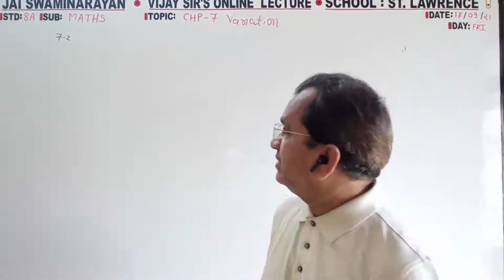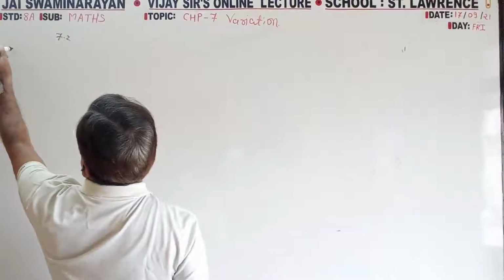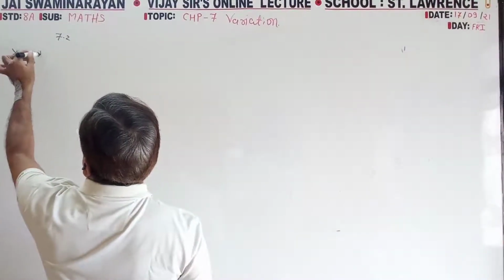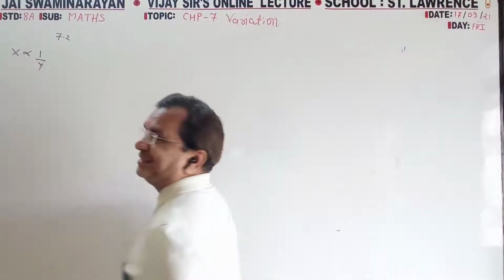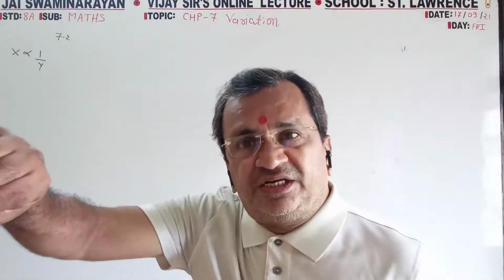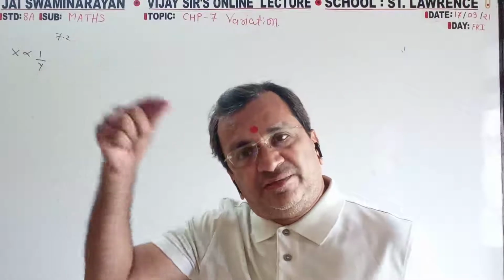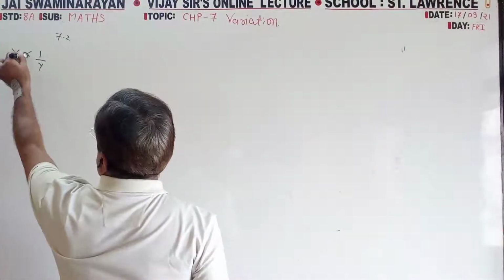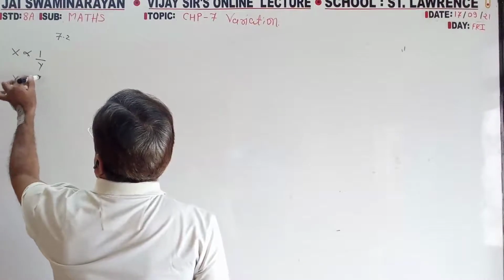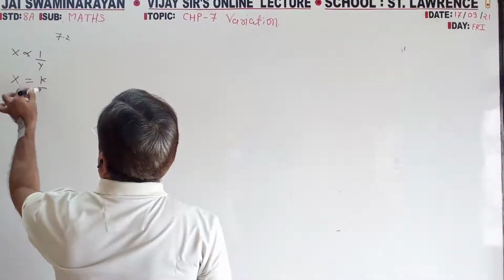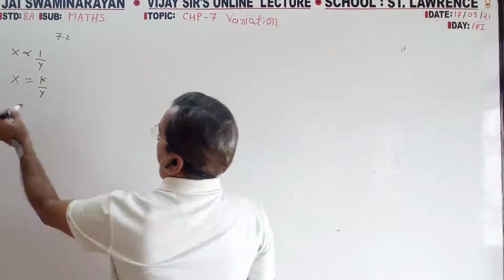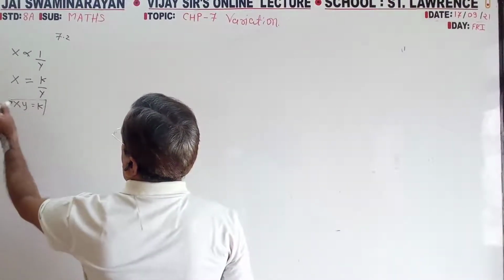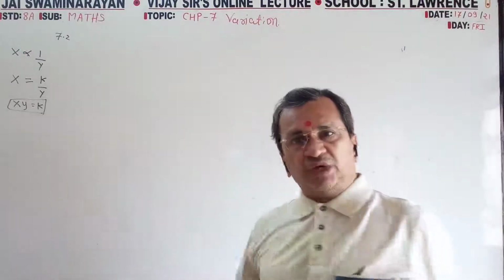Now, indirect proportion. Again, I want to explain. X, indirect proportion. Direct proportion in numerator you have to write. Indirect proportion denominator you have to write. And whenever you remove this proportional value, K will be introduced. So XY, it is K. These three steps you have to remember.